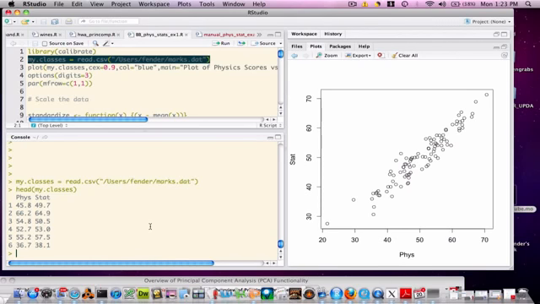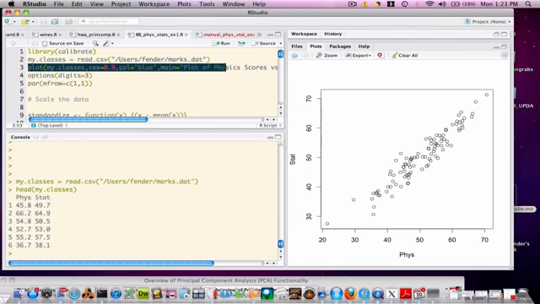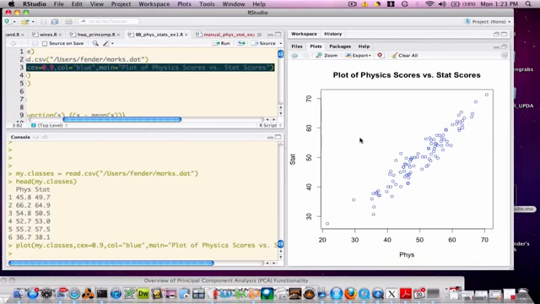Now, one of the first things that is natural to do is plot the data, and you can see I've already done that. We can do it again here. And one of the first things that jumps out is that there is a high degree of correlation between the physics and statistics scores, so this would probably be a good candidate for linear regression.